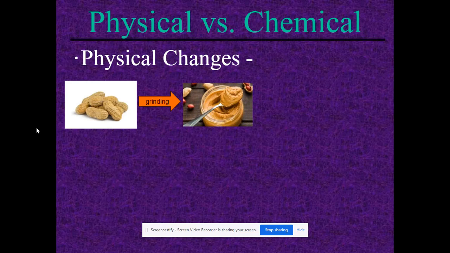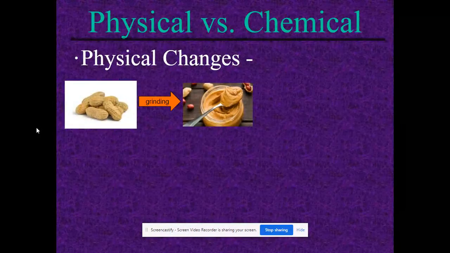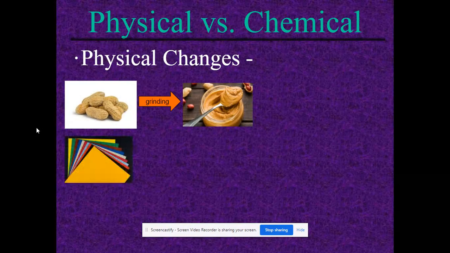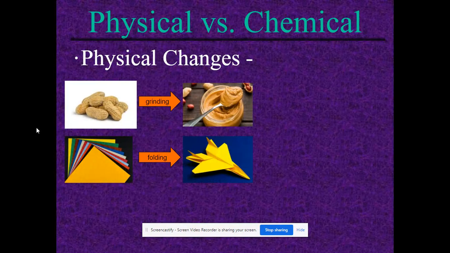All right, so that's a physical change. Now, could you really get the peanuts back again? Probably not. But you don't change the identity of the substance by grinding it. You've got some paper. If you want to get fancy and do some origami, you can make a paper airplane or other objects. That's just folding. You don't change what the paper actually is, you just change what it looks like.